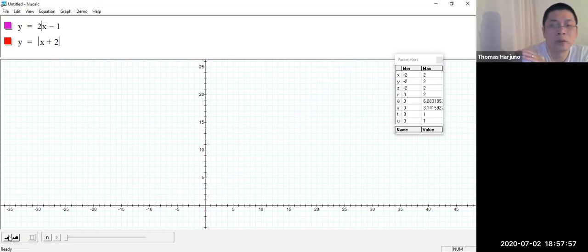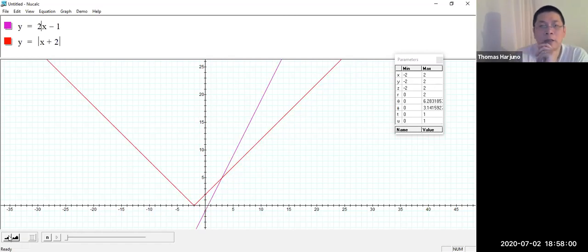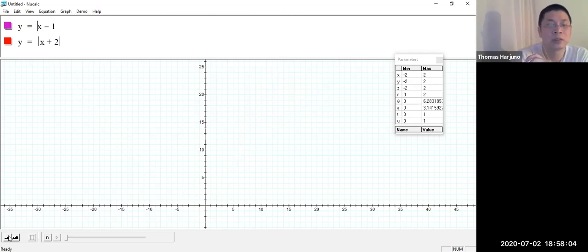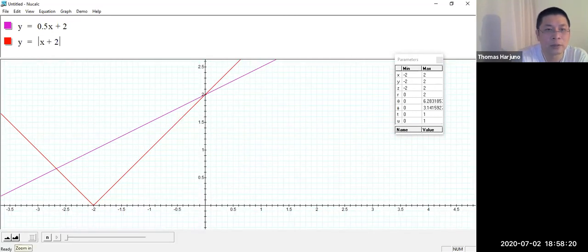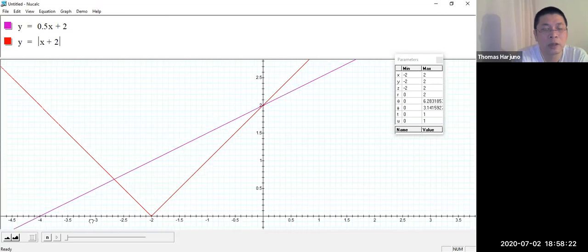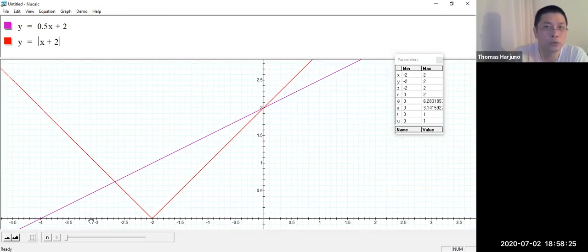Okay, it is also possible that it actually intersects at two places. Let's say if I use 0.5x plus, let's say, plus 2. You see that they actually intersect at two different places, right? Okay, so it is possible that you get two solutions. It is possible you get no solutions. It is possible you get only one solution.